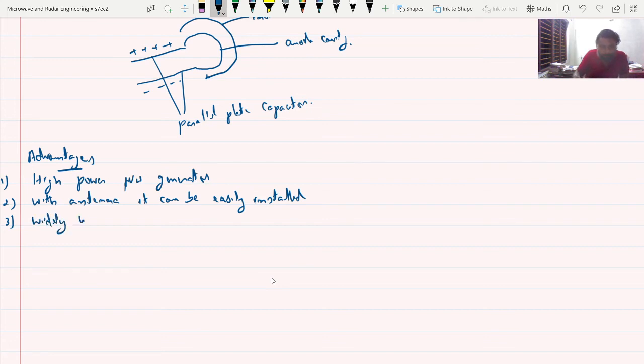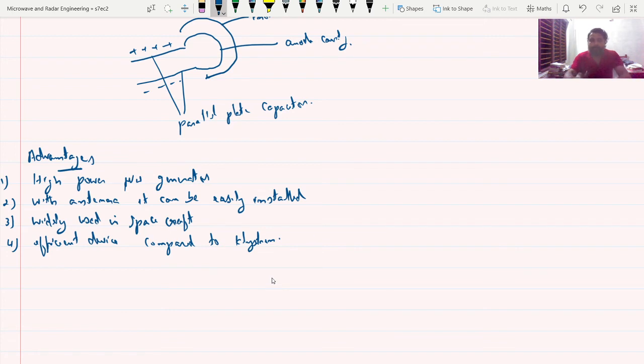It is widely used in spacecraft. It is an efficient device compared to klystron, because efficiency is high. Mainly it is being utilized in radar applications.